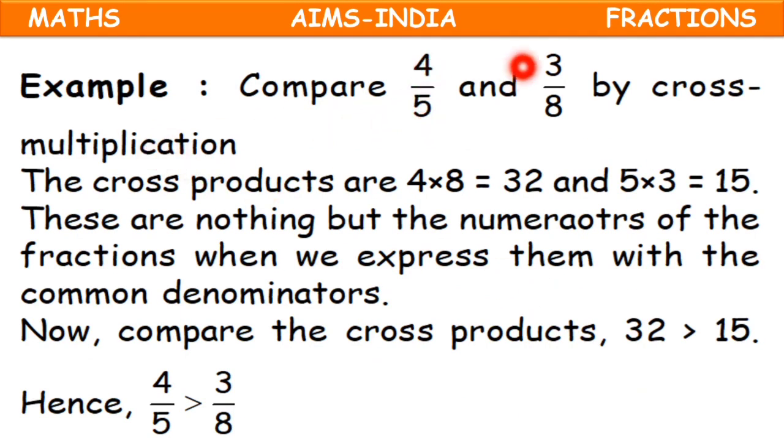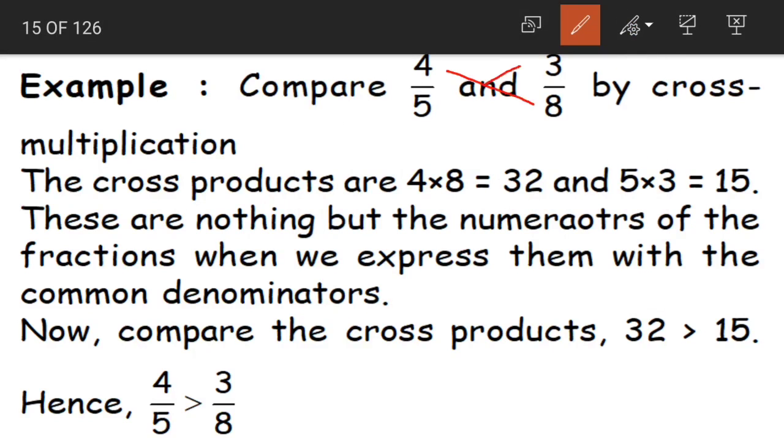Example: compare 4 by 5 and 3 by 8 by cross multiplication. Here we are given two unlike fractions, 4 by 5 and 3 by 8, and we need to compare them using our cross multiplication method. Now what will be the cross products? As I said, draw two lines like this. Now this 4 is connected with 8 and 3 is connected with 5. So multiply them. 4 into 8 is equal to 32. 5 into 3 is equal to 15. These are our cross products.